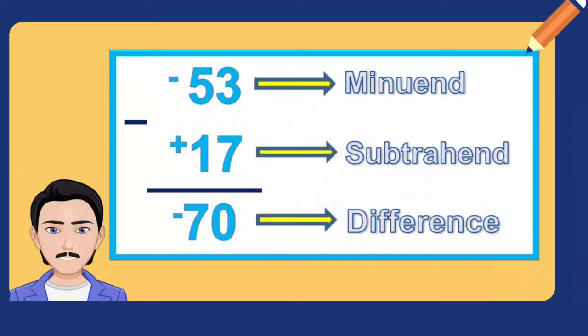Balikan natin yung ating subtraction process. Makikita natin dito na meron tayong mga integer. We have negative 53 minus positive 17 and this gives us negative 70. So i-recall lang natin kung ano ba yung mga parts ng subtraction process. Yung number 1 ay yung tinatawag na minuend. Ang minuend is a number where another number is to be subtracted. Samantala, yun namang isinusubtract na number from the minuend ay tinatawag na subtrahend. At yung sagot sa subtraction process ay tinatawag nating difference.